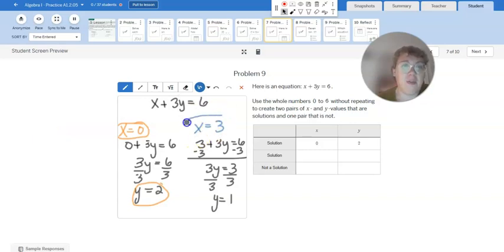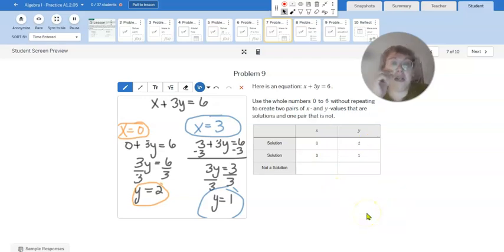So here's another beautiful point. If x is 3, y is 1. So we got 2 solutions that work. Now, some numbers that we have left are 4 and 5 and 6.